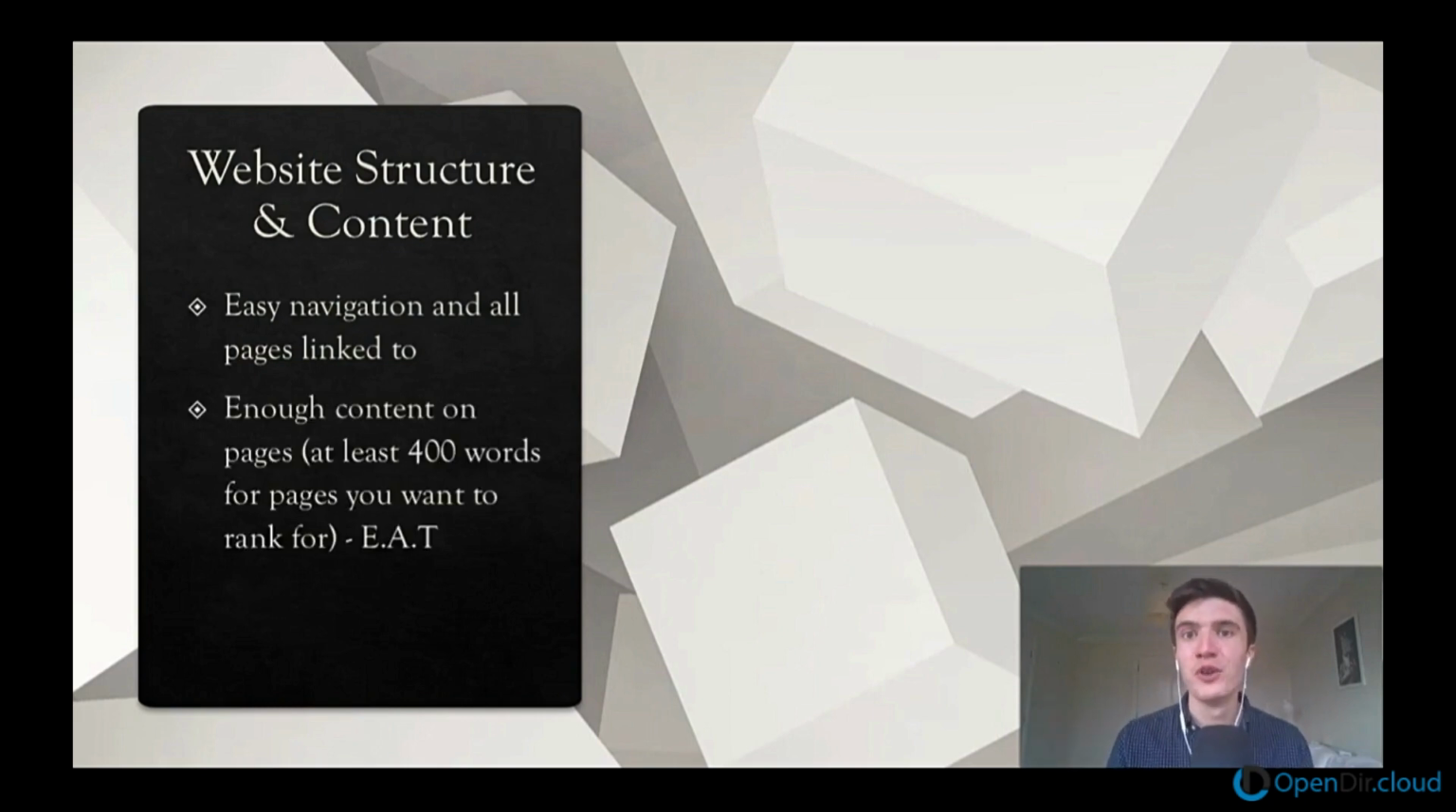It's also important to have enough content on the pages you want to rank for, and I'd suggest at least 400 words as a proxy figure. And again, ideally, you want these pages to be in EAT style content. Now, we'll cover this more in one of the bonus videos of this course, but to give you a heads up, EAT is an acronym, and it stands for expertise, authoritativeness, and trustworthiness. And these are three really important metrics that Google looks at when determining the quality of your content.